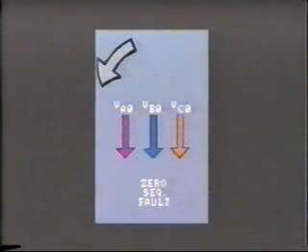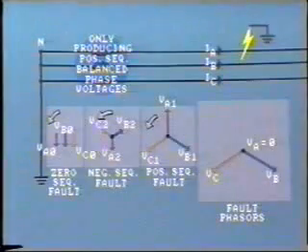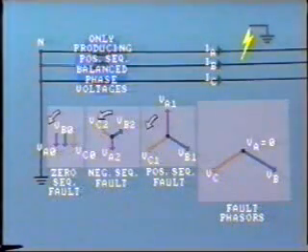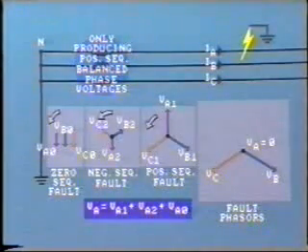Now, another interesting factor becomes apparent. The V0 components in each of the phases are of identical magnitude and all are at the same phase angle. In fact, these voltage components have no sequence at all. So they are called zero-sequence components. To review, to get each phase voltage at the fault, we add the three components together. For example, VA equals VA1 plus VA2 plus VA0.